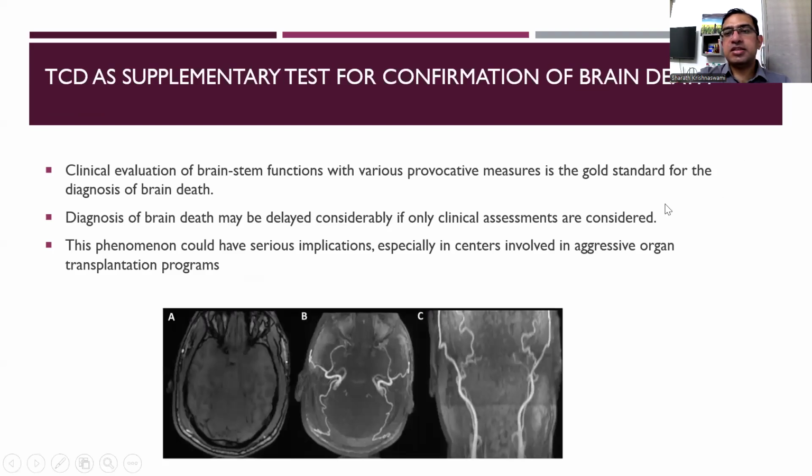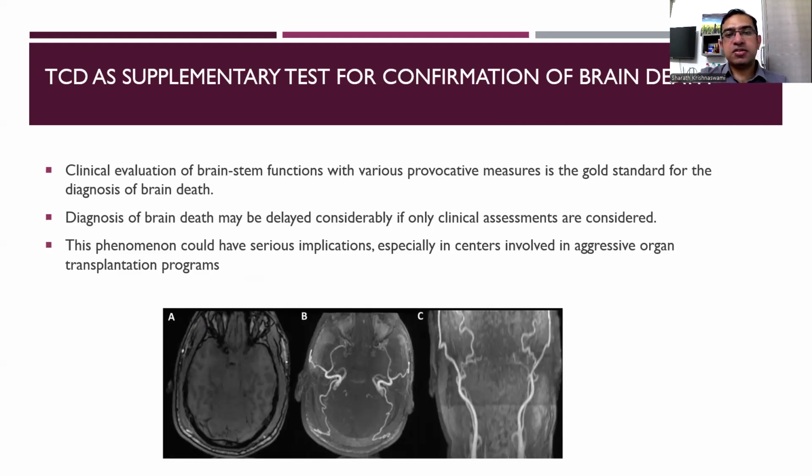From sickle cell disease, we shall move into understanding how TCD is used as a supplementary test for the confirmation of brain death. So the clinical evaluation of brainstem functions, as well as other measures, forms the gold standard for the diagnosis of brainstem death. But if we only use clinical assessments, it may delay the diagnosis of brain death. Especially in centers with organ donation, we will have to comprehensively establish the development of brain death.